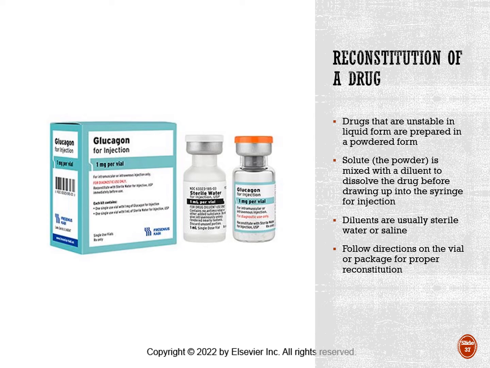Drugs that are unstable in solution are prepared in a powdered or solid form. The solute or solid material in the vial is then mixed with a diluent, a specific fluid to dissolve that solute, before the drug is drawn up into a syringe. Sterile water and sterile normal saline are typical diluents. The label or the drug insert package with the vial will provide the instructions about the type and the amount of diluent to use. The solute must be thoroughly mixed with the diluent before use. The label on the vial will indicate the amount of medication per volume after the correct dilution has occurred.